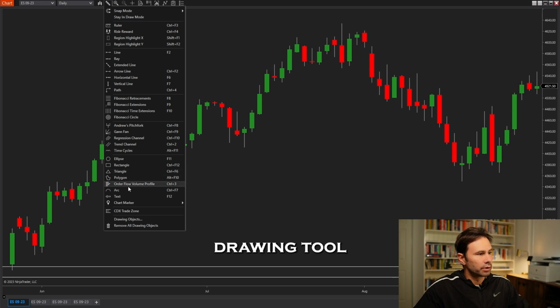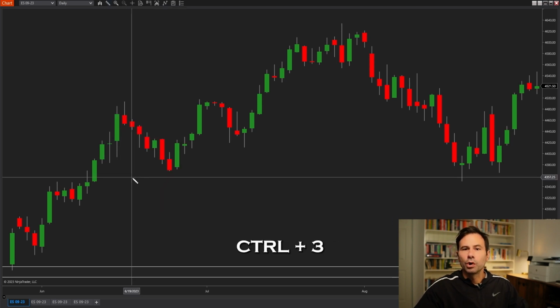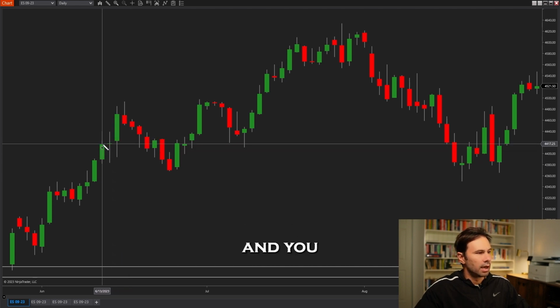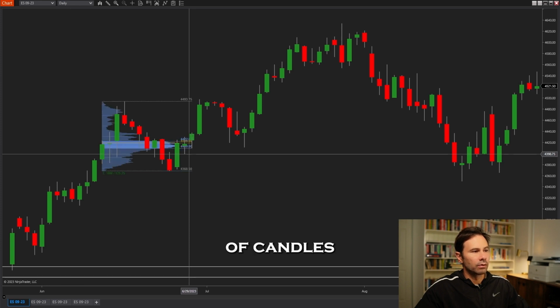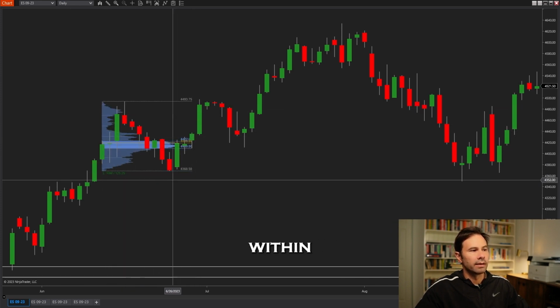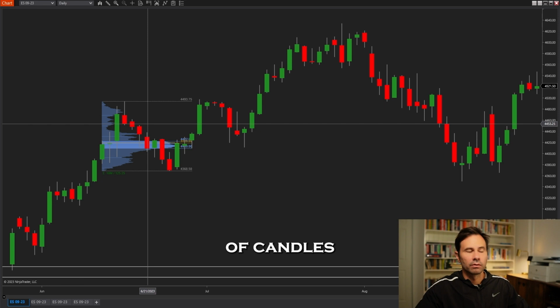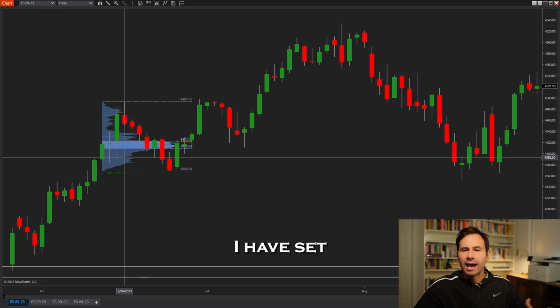You go here on the drawing tool and you look for order flow volume profile. Or you can do Ctrl+3, that's a hotkey. And you select one candle and you include a group of candles, and then you have the volume profile within those group of candles. Okay? I have set it up at 30%.